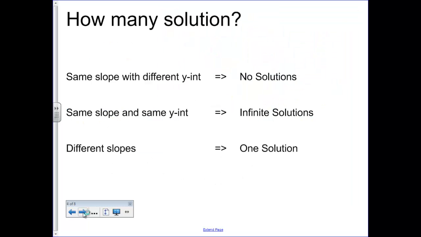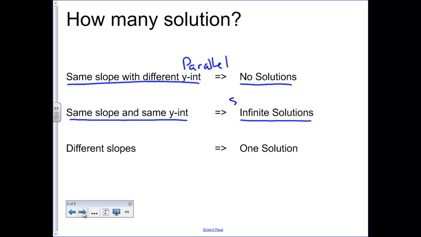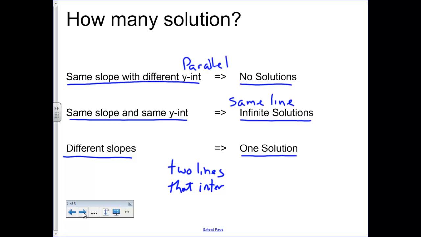So how many solutions? Well, if we have the same slope with a different y-intercept, no solutions because the lines are parallel. If we have the same slope and the same y-intercept, we have infinite solutions because it is the same line. If we see that we just have different slopes, then there's only one solution. Two lines that intersect once. That's what creates one solution.